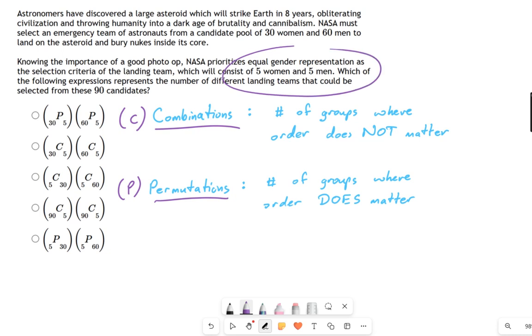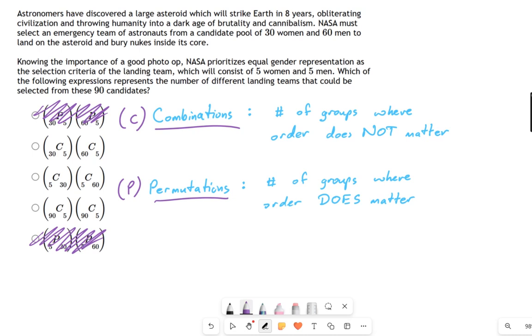Well, we have to pick 5 men and 5 women, but I don't care what the order is that they're sitting in the spaceship, right? Left to right, right to left. It does not matter. They have jobs to do. We don't care what the order is. So permutations are right out. All we're dealing with in this problem is combinations.